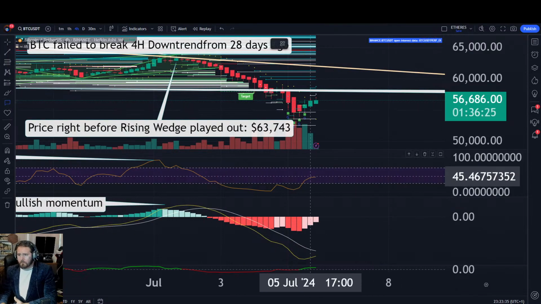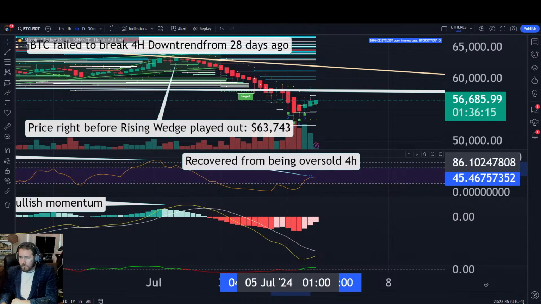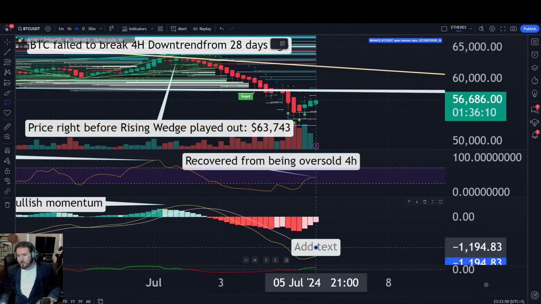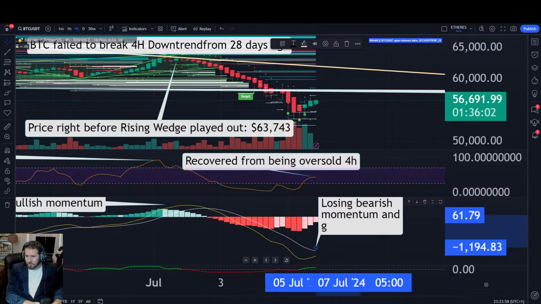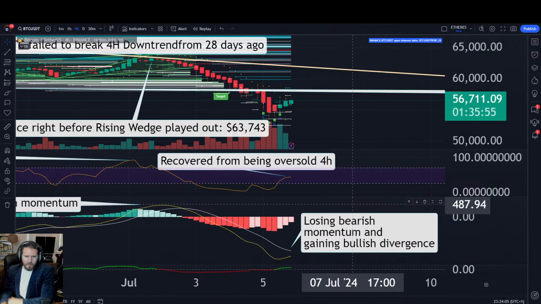So now we are recovering from being oversold on the 4-hour. So RSI already recovered from being oversold in 4-hour. We're starting to lose bearish momentum and gaining bullish divergence. You're probably going to see a lot of people posting on social media. You're going to see a lot of people saying that Bitcoin is picking up bullish divergence.